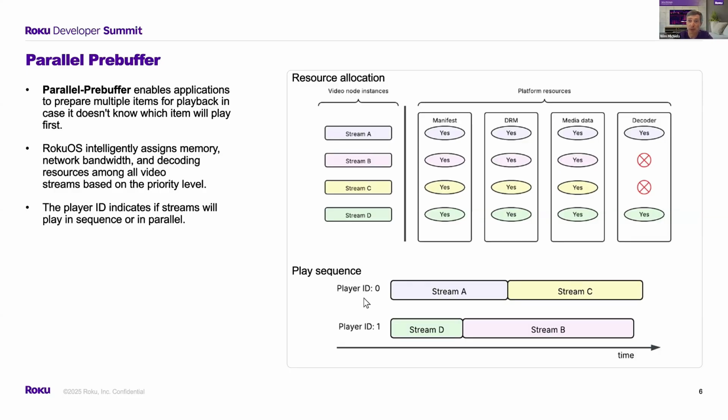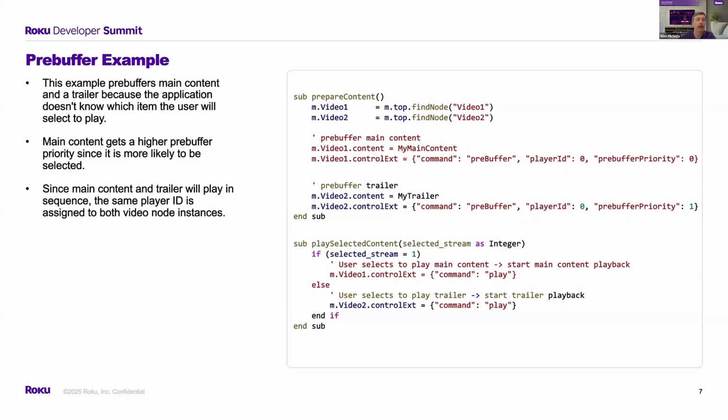So these two streams play sequentially from each other. But then stream D and B are assigned player ID 1, and so they can play in parallel to stream A and C. And so that's how applications can use the player ID. Then showing an example of how applications can use it.